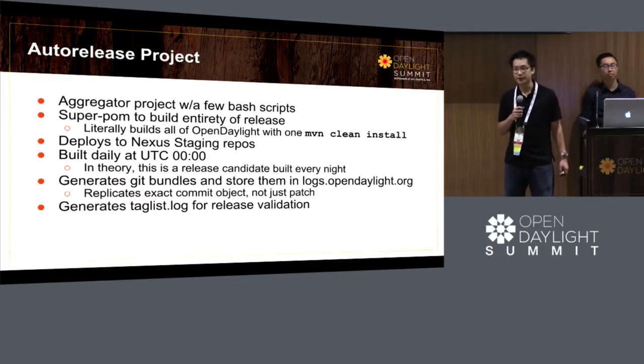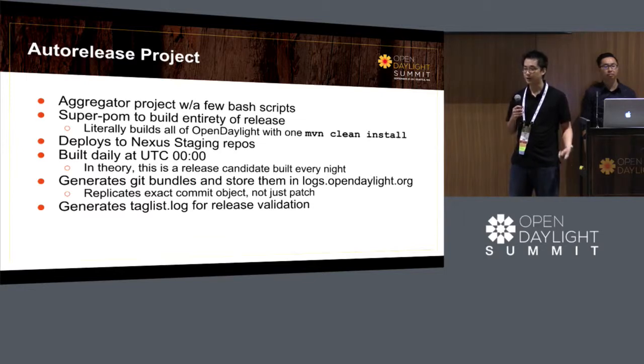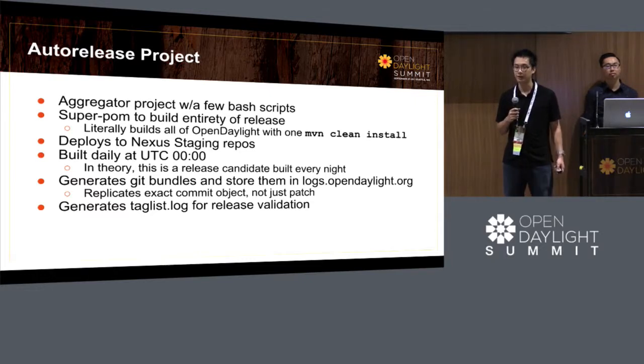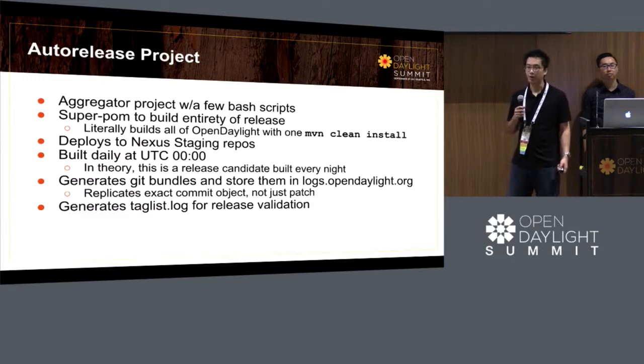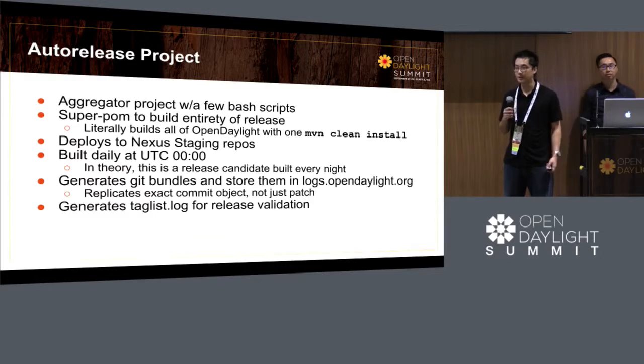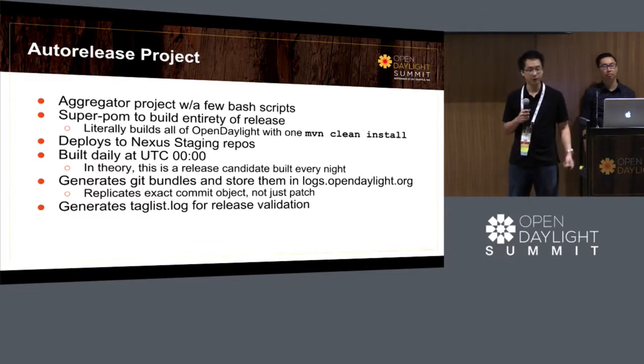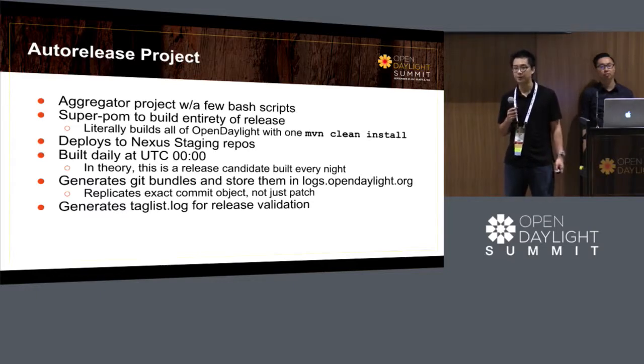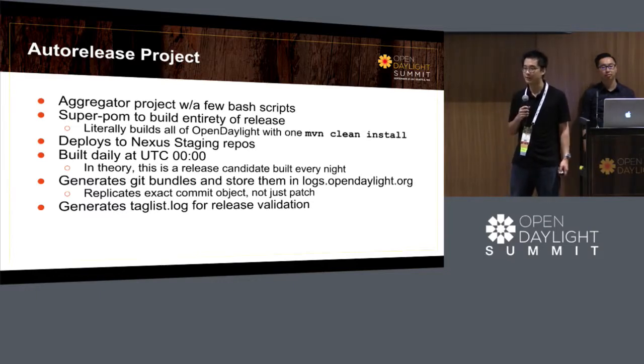The Auto Release build also produces what's called a Git bundle for every single project. We're able to use that to construct a byte equivalent commit as what is built by the Auto Release project during its build. So we use that later on when we're actually releasing to ensure that we're releasing exactly the same Git commit that was used by Jenkins to produce the release, and we also tag that as well. And we also generate a tag list.log file, which we use to validate and make sure that whatever Jenkins produced is actually what we're pushing.